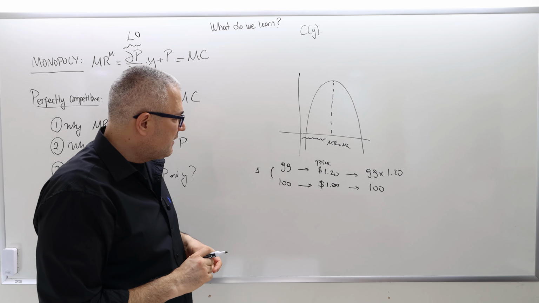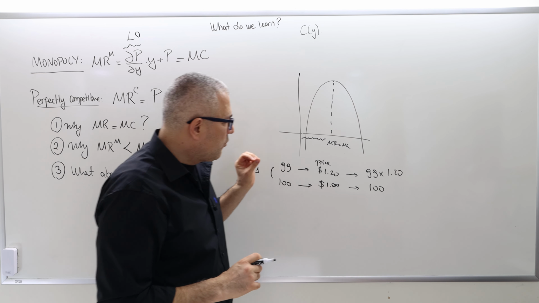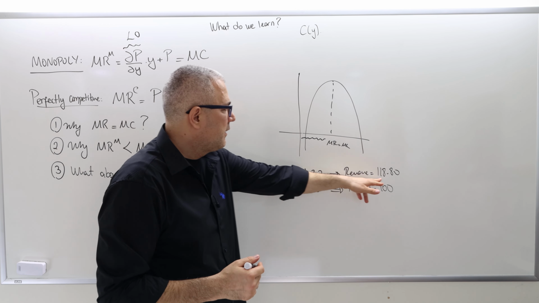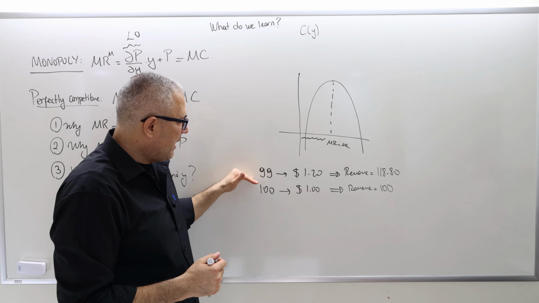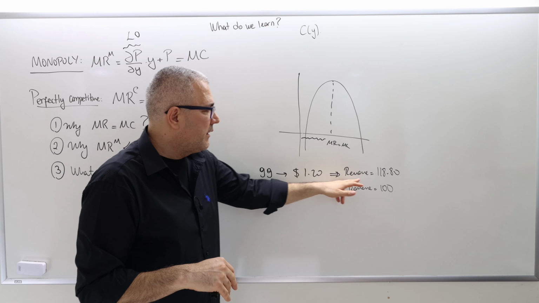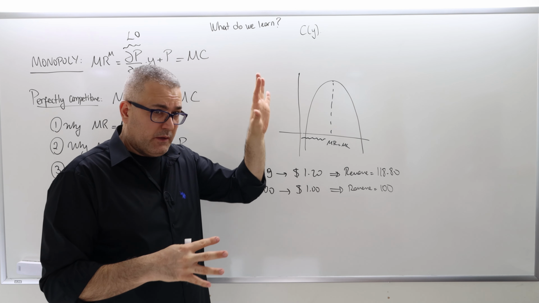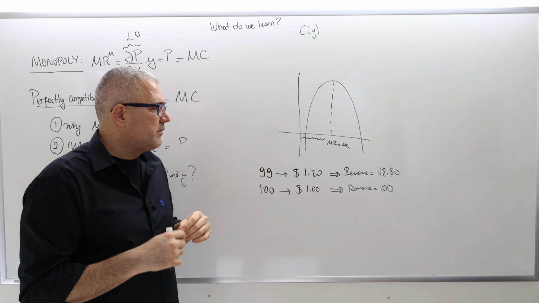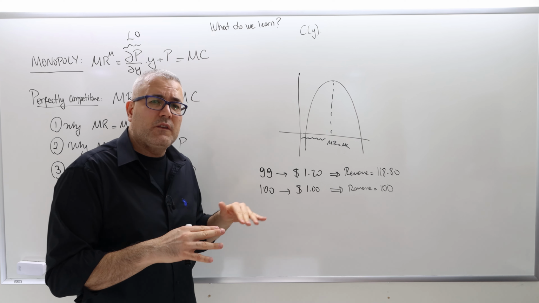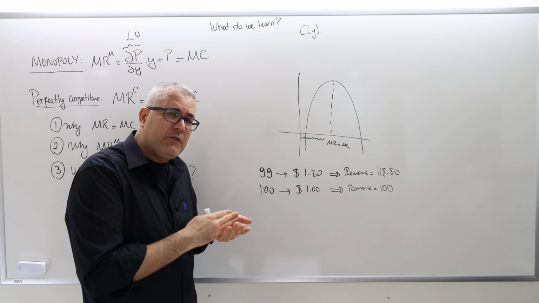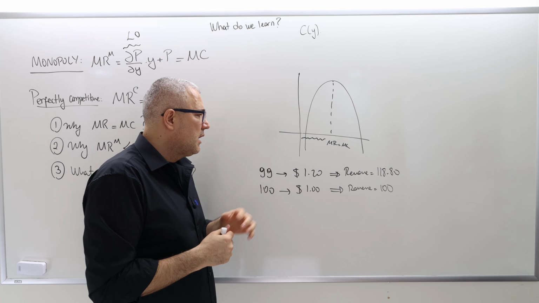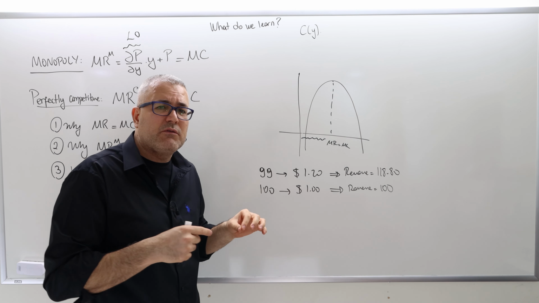Let me make sure this number is correct. If I sell 99 units, I'm going to be able to sell all of them at a price of $1.20. The revenue I'm going to be raising, forget about the cost for now, I'm looking for the marginal revenue, is $118.80. However, if I want to sell 100 units, this time I have to charge $1 for each. In this case, the revenue is going to be 100 times $1, which is $100. So the revenue is declining. That means the marginal revenue is negative.